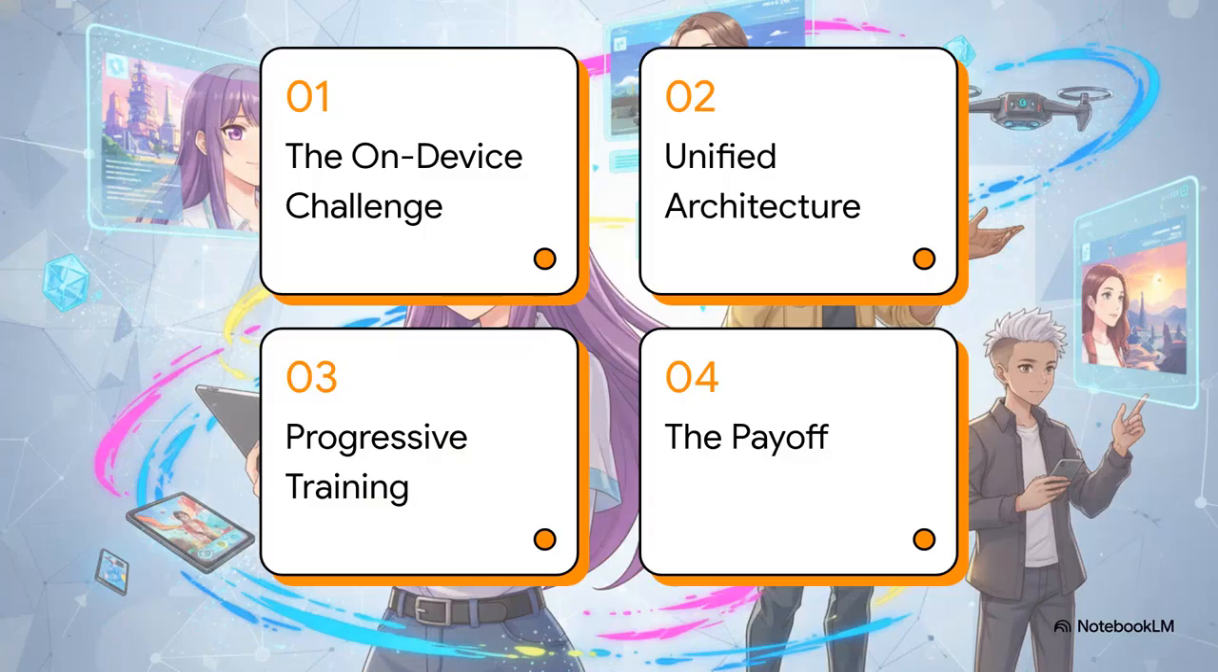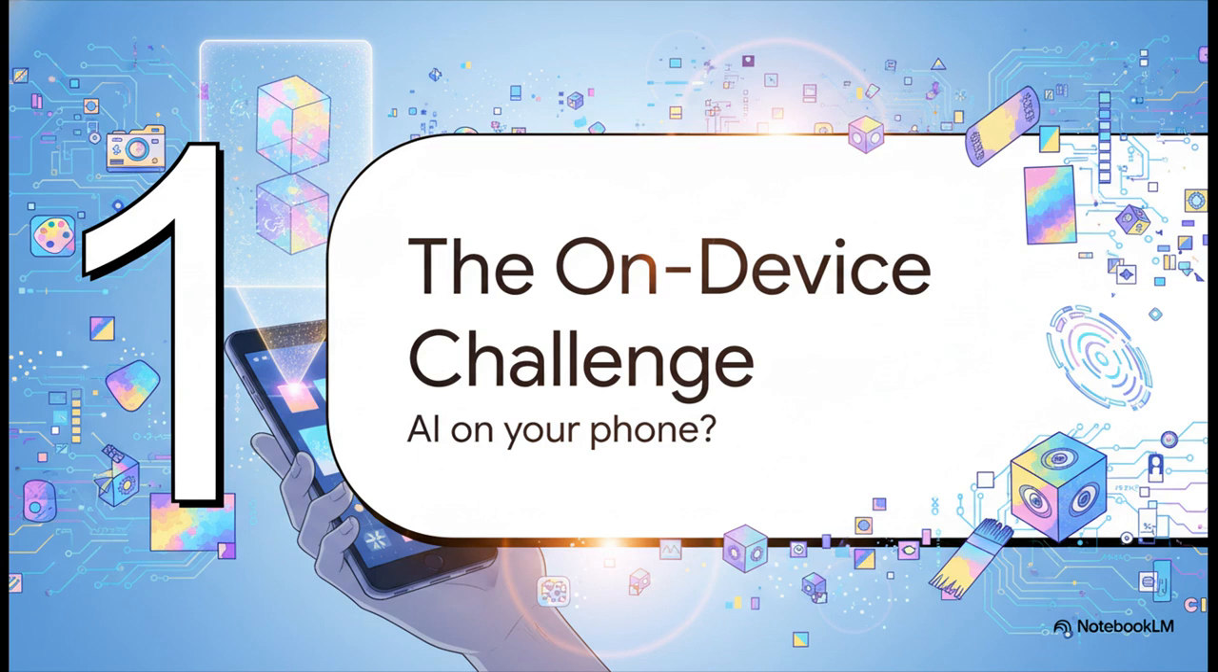So, how on earth is this even possible? Well, we're going to break it all down. We'll look at the 4 key ingredients. First, the challenge they had to overcome. Then the unique architecture they built, followed by their very clever training method. And finally, the incredible speed and quality you get as a result. Okay, so let's get into it.